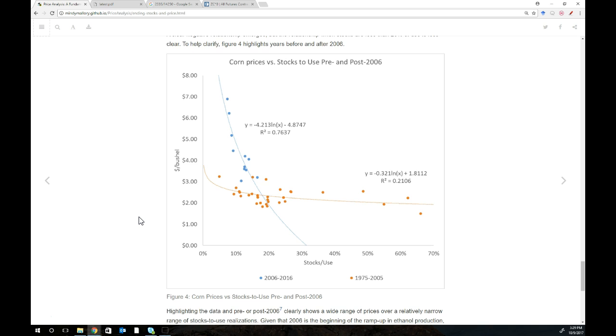So those are just some basic ideas about how we could take a number like ending stocks and other information from the balance sheet and try to produce an informed guess about what the prices should look like.